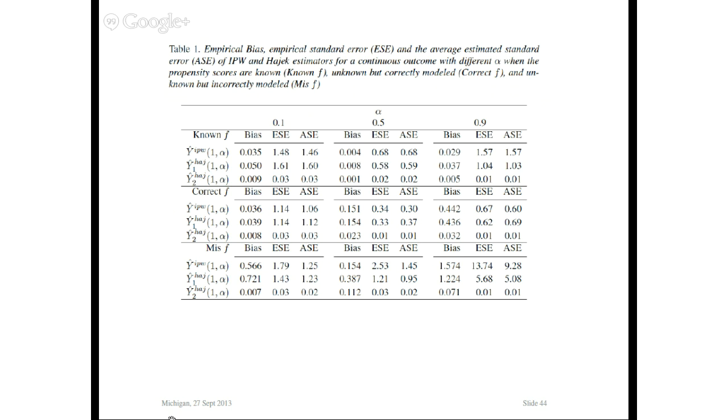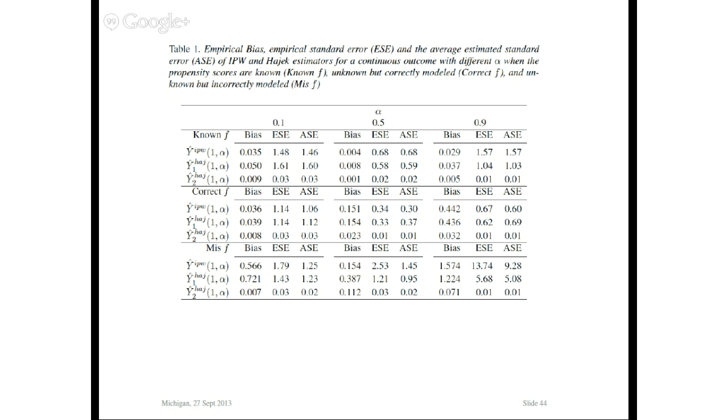So these are one set of simulations comparing Eric and Tyler's IPW estimator to these two different Hajek-type estimators that she's looked at. And this is under three different scenarios, one where you know the propensity score, another where you don't know it, but you correctly model it, and then a third scenario where you misspecify the model for the propensity score. When you know the propensity score, all three of them do well in terms of bias, but you can see that this second Hajek-type estimator has a substantial reduction in standard error compared to the other two estimators. And that's also true if you don't know the propensity score, but you correctly model it.